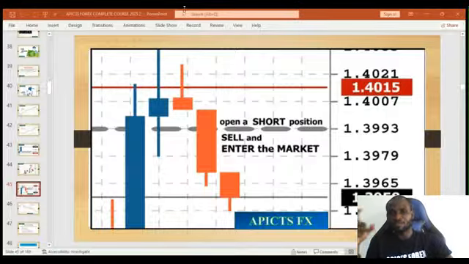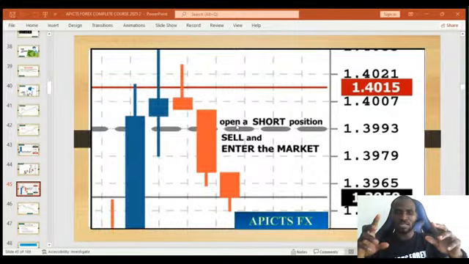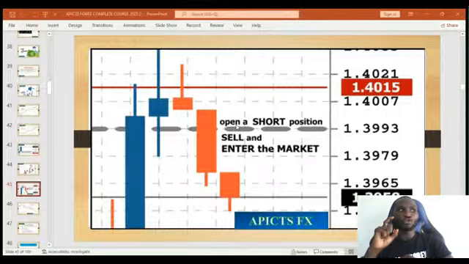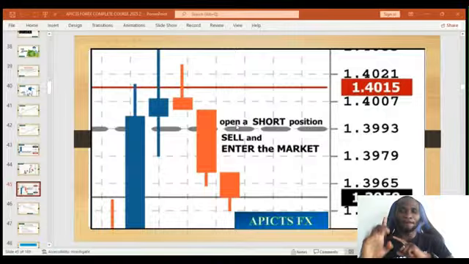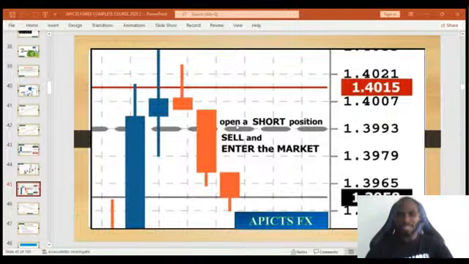So if price moves, look at your screen now, look at this 1.4015. Let's assume that is where price is, and then you check the screen again, and price is now at 1.4016. That means price has moved by 1 pip. If it goes from 1.4015 to 1.4025, price has moved by 10 pips. I just needed to clarify that, so let's move on.